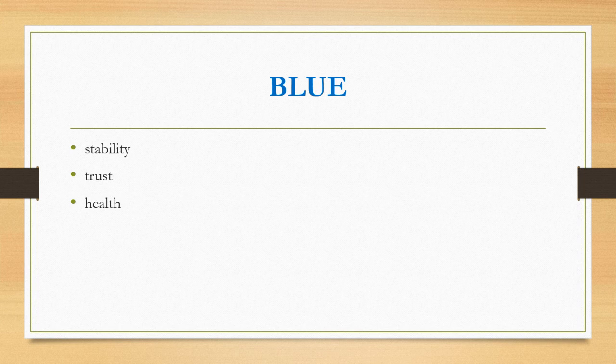And then of course we have blue, which emphasizes the emotion of stability, trust, and health. You'll notice a lot of health companies, health insurance companies, and even hospitals, a lot of times they'll use blue. Even government will use blue. You'll notice that because they want to emphasize that trust, that stability, that health.